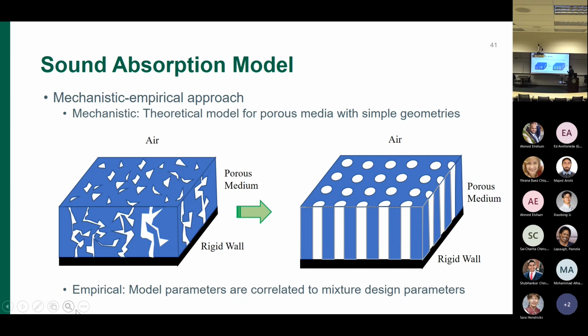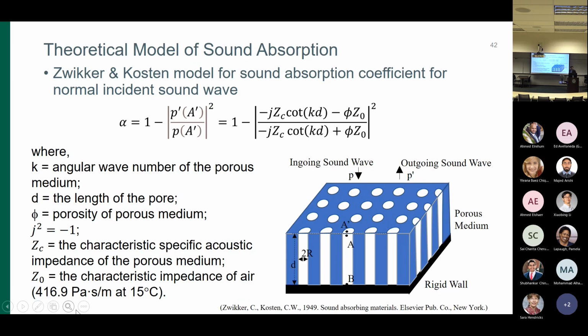Okay. So with this simplified pore structure, we have theoretical solutions regarding the sound absorption. These solutions were developed by people many years ago, like the Zwikker and Kosten model, and can be used to predict the sound absorption. Here are some details regarding the model. Alpha represents the coefficient of sound absorption. It can be calculated from the sound pressure at the interface of the material and the air.